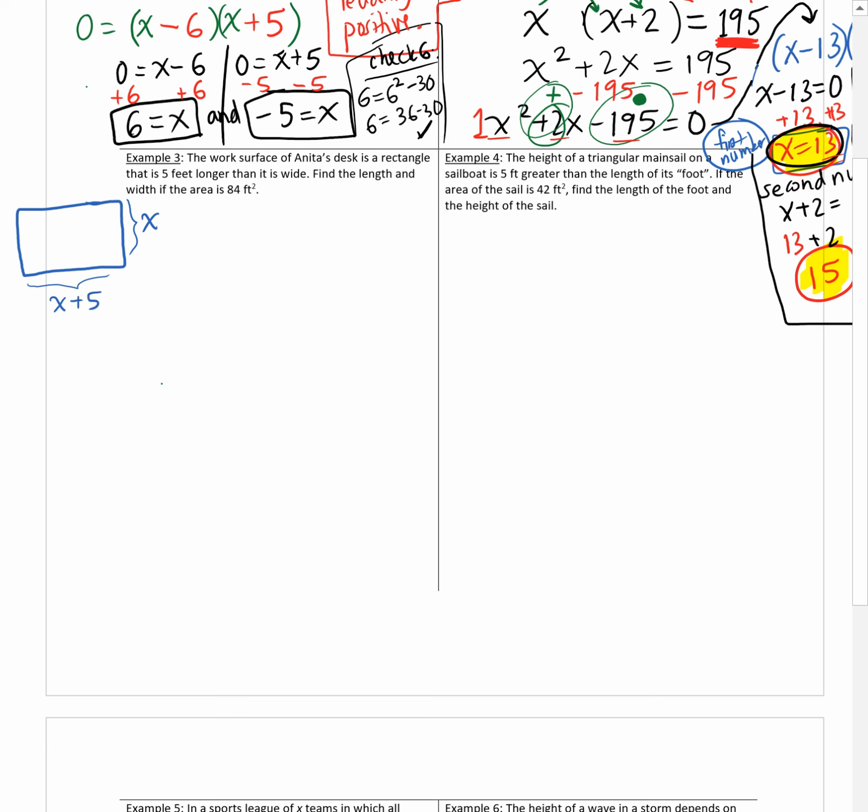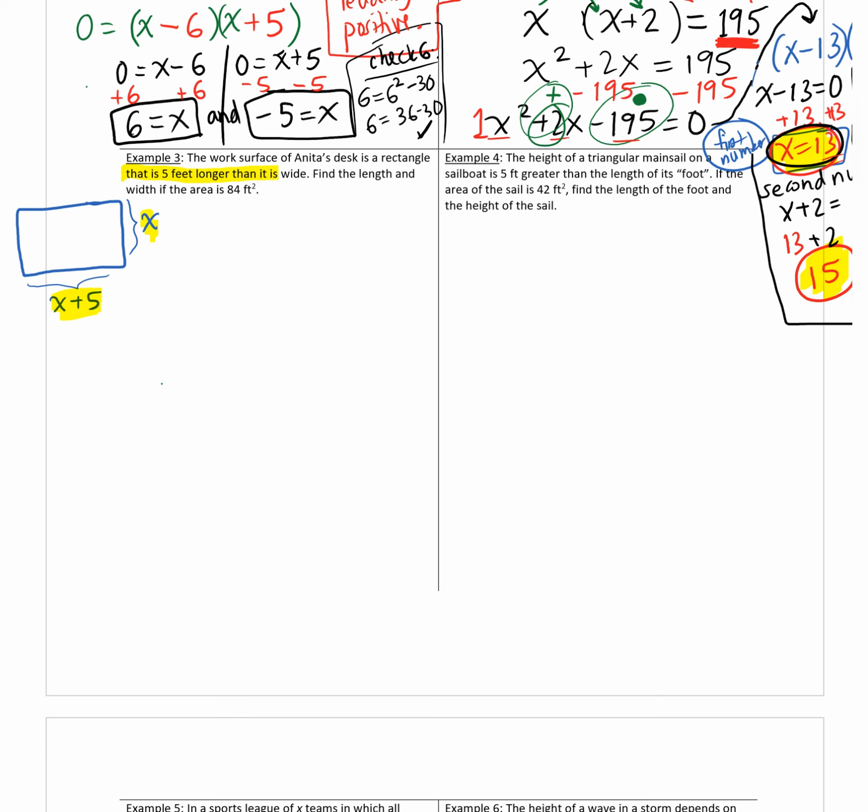And I think that works, because what they're asking for is the length and the width, and I've labeled a variable to be one of those, and x plus 5 to be the other. So I think that works. Hopefully that makes sense, because whatever one length is, if you call it x, the other length is 5 feet longer than that length. So since I called the first one x, the second length will be that plus 5.